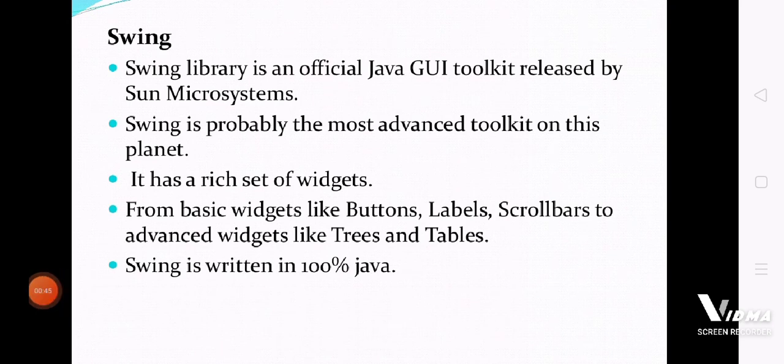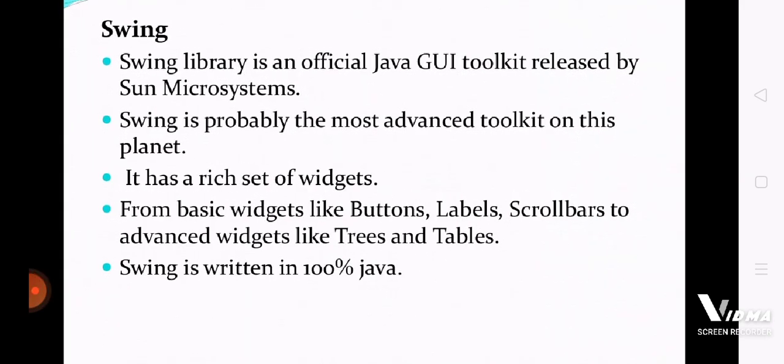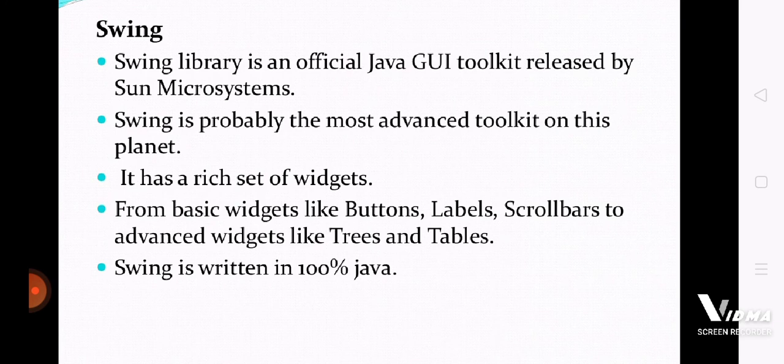Yes, Swing is probably the most advanced toolkit on this planet. It has a rich set of widgets. Okay, it has widgets like buttons, labels, scroll bars, and advanced widgets like trees and tables. I told you earlier that Swing is bigger than AWT. So if it is bigger than AWT, it will have a lot of widgets and components, and many advanced widgets like trees and tables. Okay, Swing is written 100% in Java.